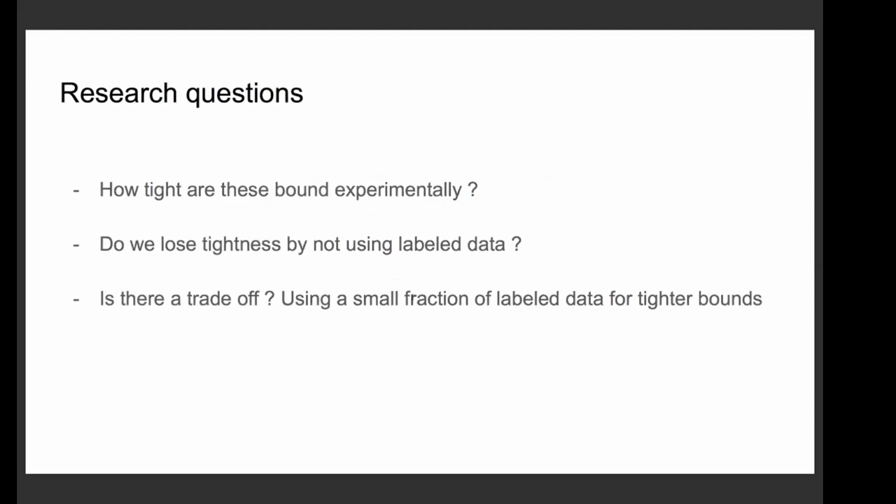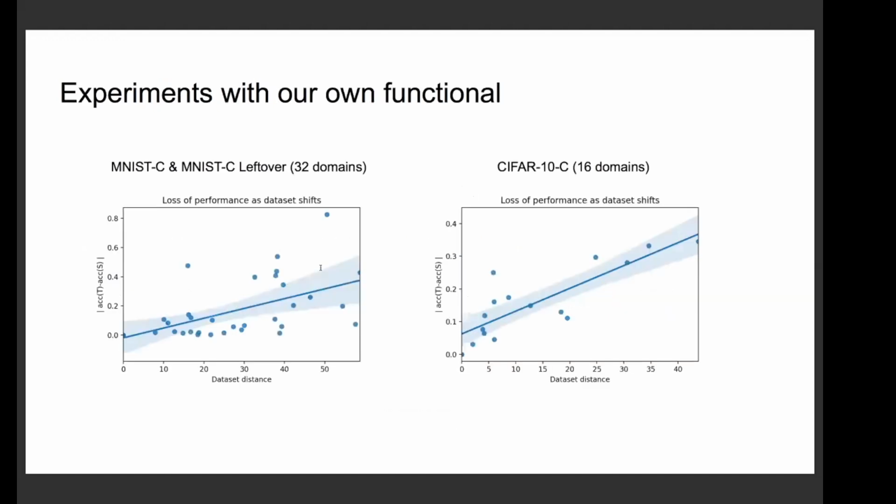So what we are interested in is how tight these bounds are experimentally. One question we have is, do we lose tightness by not using labeled data? Is there a trade-off here? Can we benefit from labeling a small fraction of the target data to get tighter bounds? We have not included it here, but we have our own functional that is a distance between data sets.